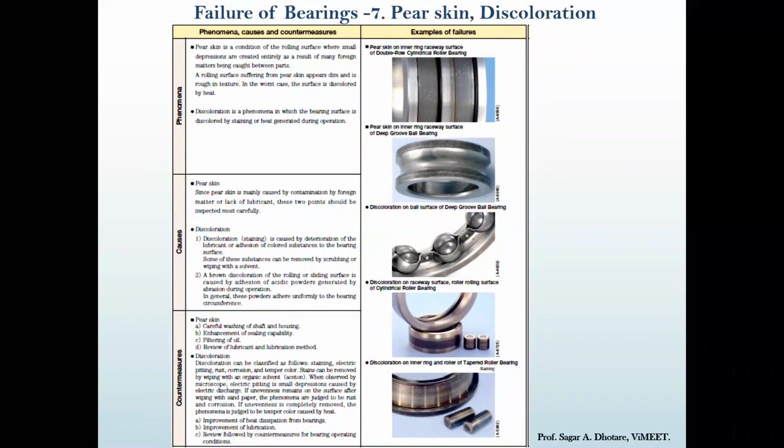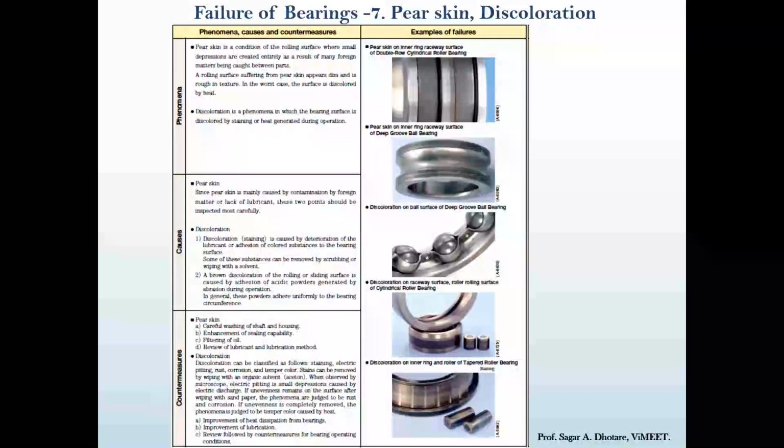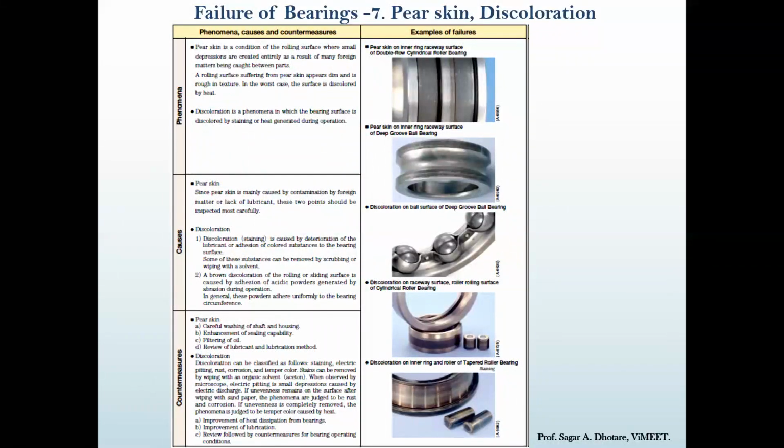In that position you can find the discoloration failure. The causes for peeling: the main cause is foreign particles and the lack of lubrication. And for discoloration, similarly, some substance can be removed by scrubbing or wiping with a solvent, and because of that some chemical reaction can occur, and the lubricant and other adhesives are chemically reacted, and that's why the discoloration can occur.